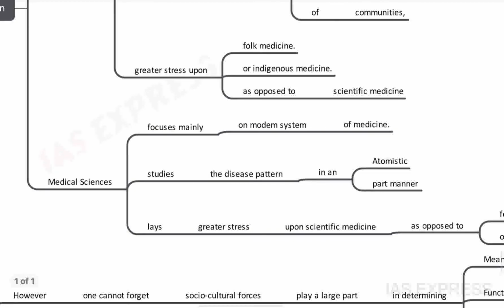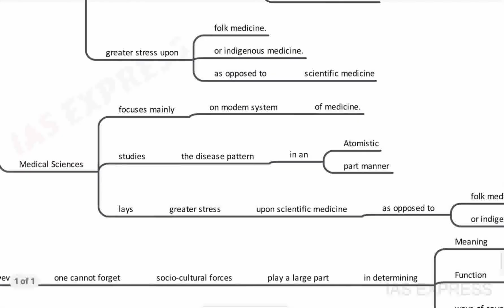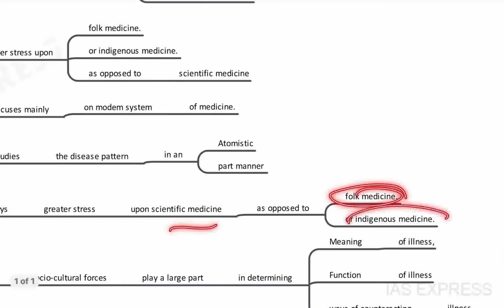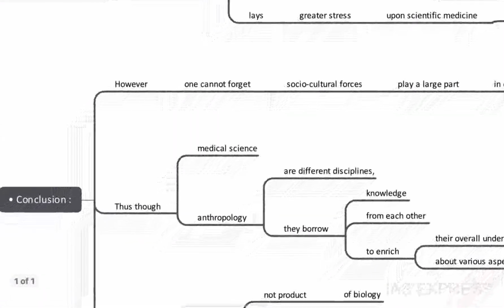On the other hand, medical science focuses on the modern system of medicine. We study the disease pattern in an atomistic or part manner. We understand whether the disease is caused by protozoa or some bacteria or some fungi or some virus. We study that, and here more stress is given to scientific medicine as opposed to folk medicine or indigenous medicine, as simple as that.